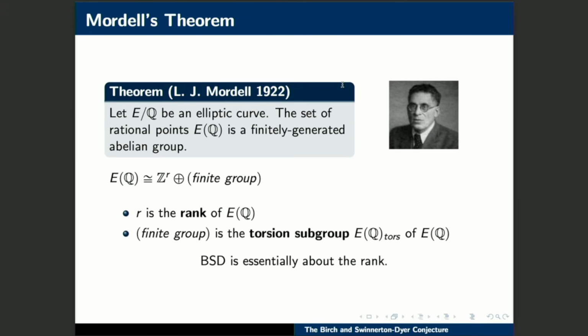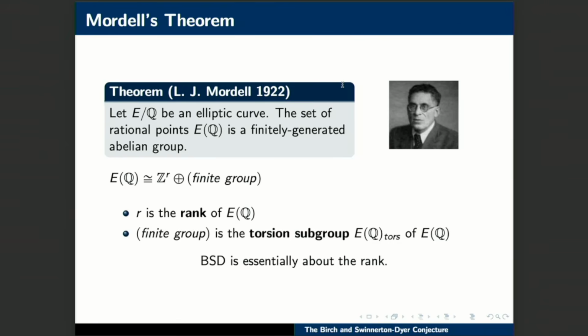And so in 1922, more or less, Mordell showed that you can get all the rational solutions on an elliptic curve by starting with finitely many solutions and proceeding through this addition law. So more precisely, the set of rational points on the elliptic curve is a finitely generated abelian group. So abstractly as a group, it has a free part, and the rank of that free part is called the rank of the rational points, and then there'll be some finite part, some torsion subgroup.